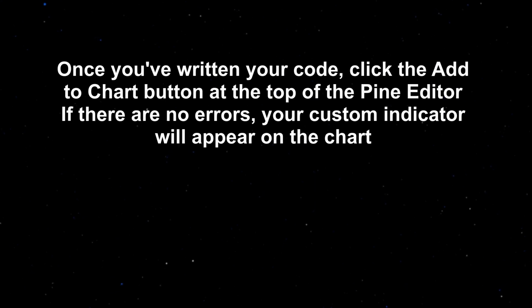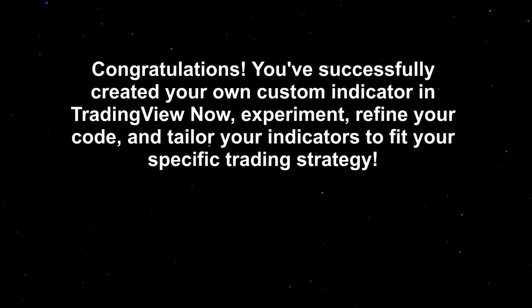Once you've written your code, click the Add to Chart button at the top of the Pine Editor. If there are no errors, your custom indicator will appear on the chart. Congratulations! You've successfully created your own custom indicator in TradingView. Now, experiment, refine your code, and tailor your indicators to fit your specific trading strategy.